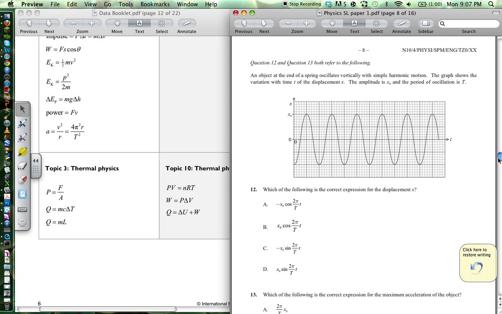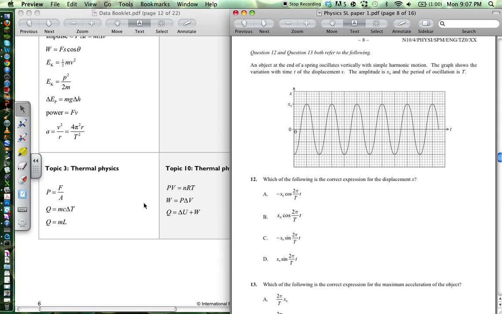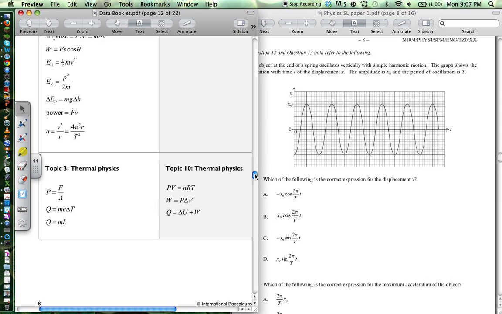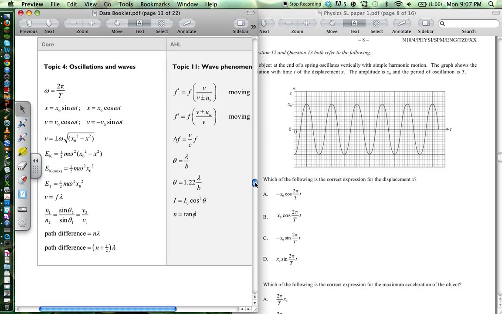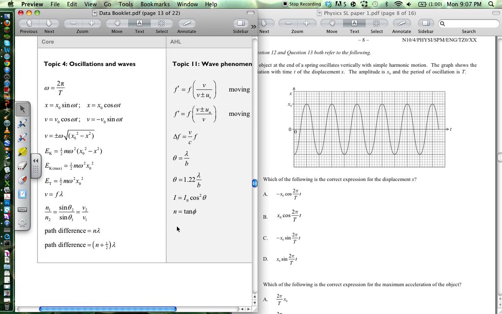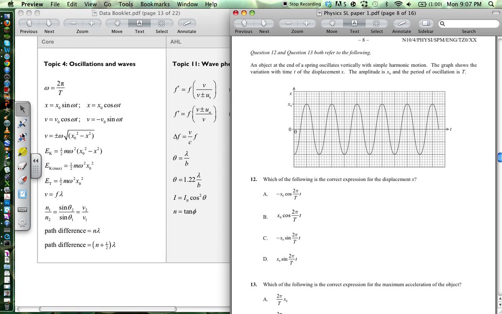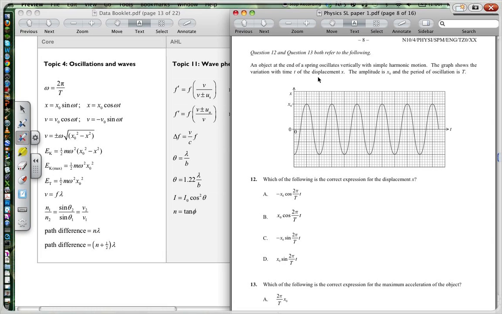Okay, now we're going on to the waves section here. So let's move on to the next sheet in our data booklet where we deal with waves. It says the object at the end of a spring oscillates vertically with simple harmonic motion. The graph shows the variation with time of the displacement x. The amplitude is x0 and the period of oscillation is T.